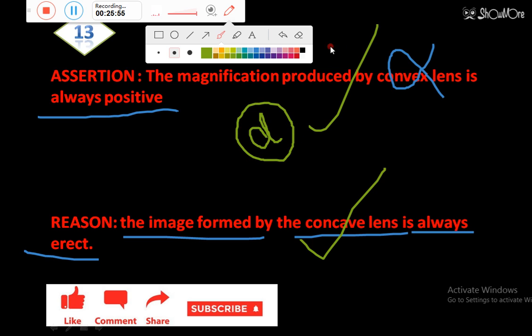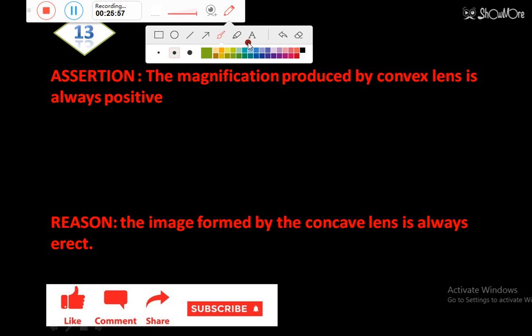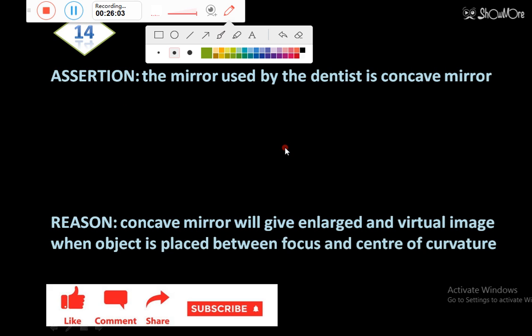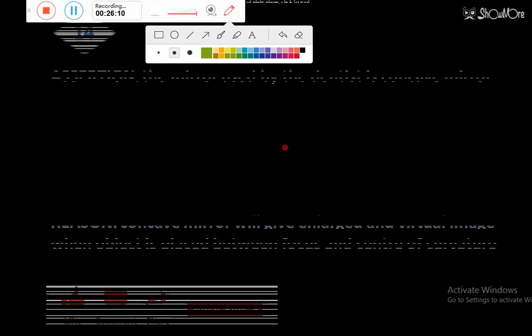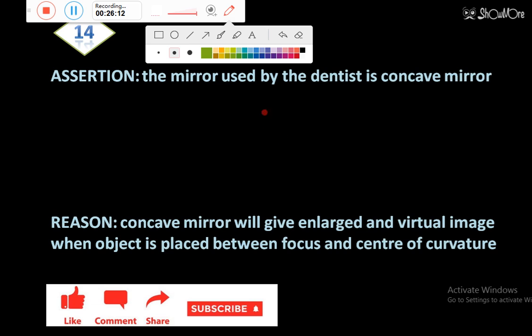So I hope this is also clear, and these types of questions are very important from the examination point of view, either that is the CBSE examination or your unit test or term 1 examination. Let's see the last question of today's session. Last question, yes. The assertion is the mirror used by the dentist is a concave mirror. Oh yes, this is right.